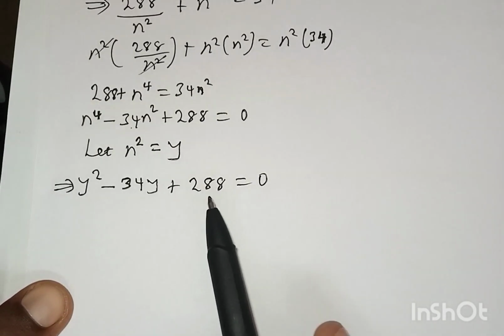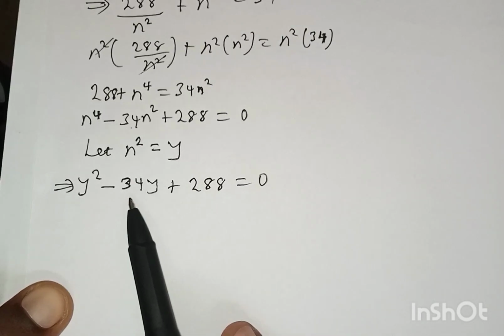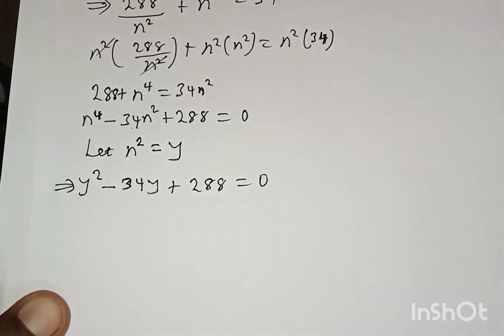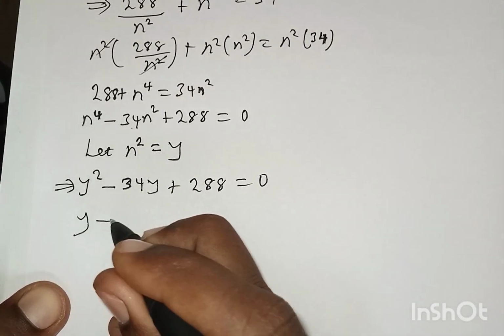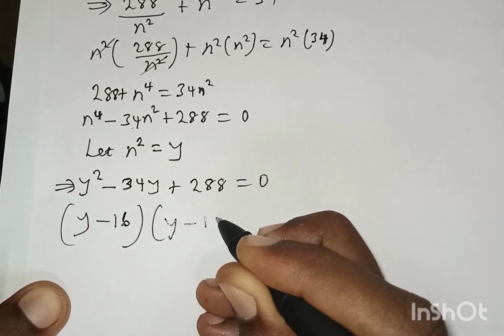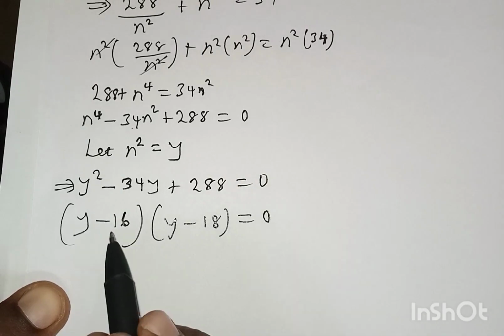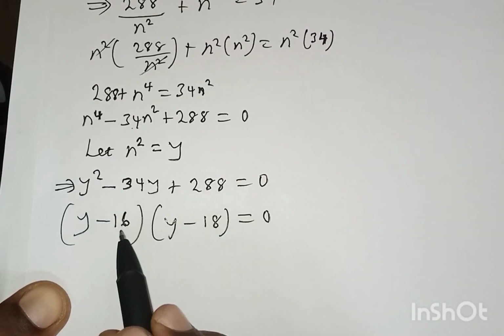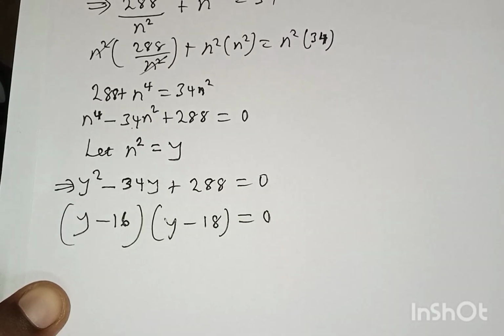We look for two numbers. We multiply to give us 288, when added to give us minus 34. And of course, the two numbers are minus 16 and minus 18. So here we have y minus 16 and y minus 18 equals 0. Because minus 16 multiplied by minus 18 will give us positive 288, then minus 16 minus 18 will give us minus 34.